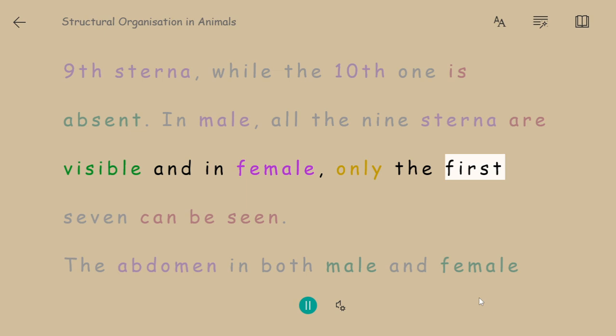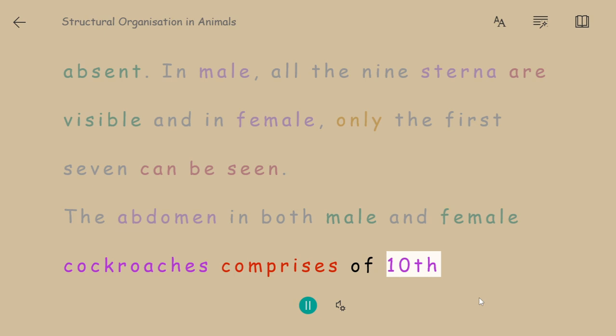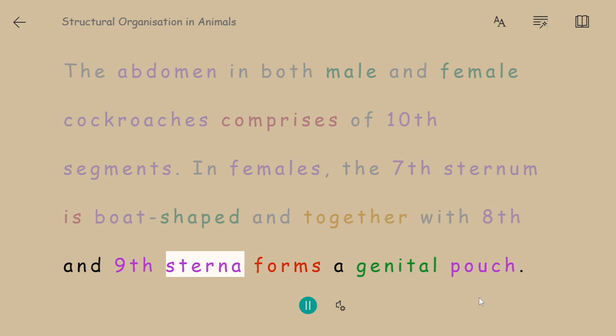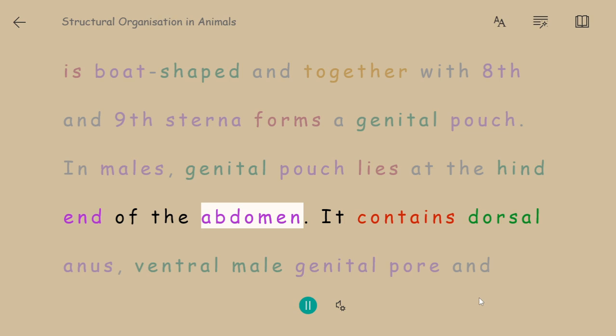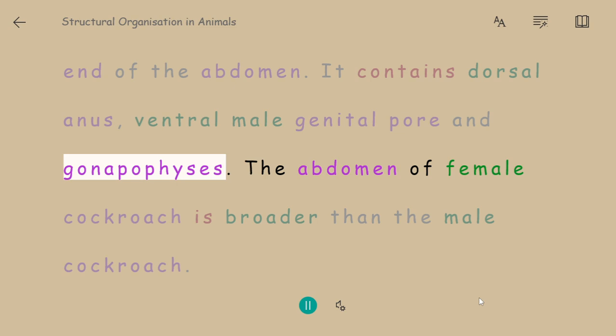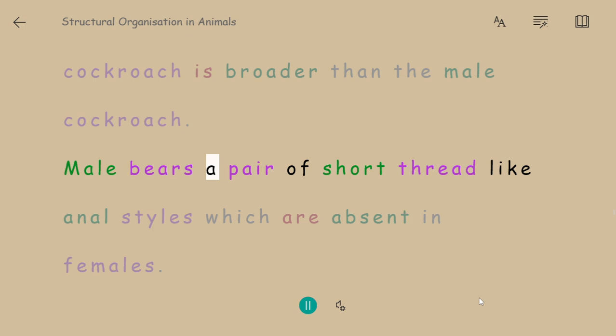The abdomen in both male and female cockroaches comprises 10 segments. In females, the 7th sternum is boat-shaped and together with 8th and 9th sterna forms a genital pouch. In males, the genital pouch lies at the hind end of the abdomen. It contains dorsal anus, ventral male genital pore, and gonapophyses. The abdomen of female cockroach is broader than the male cockroach. Male bears a pair of short thread-like anal styles which are absent in females.